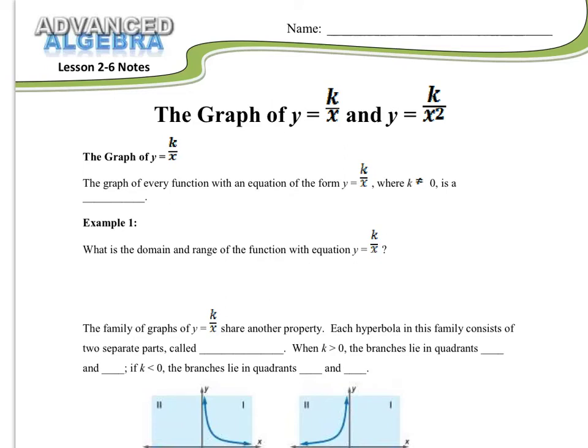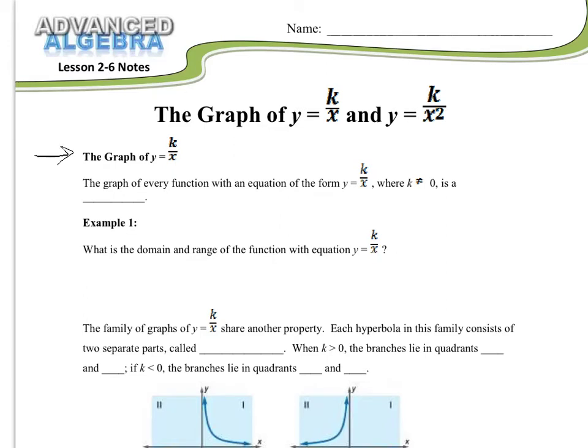Lesson 2.6 is the graph of y equals k over x and y equals k over x squared. We know this as the inverse variation, so we go back to lesson 2.2, and this is the inverse variation. So we're going to graph these. First, the graph of y equals k divided by x. Let's talk about that first.